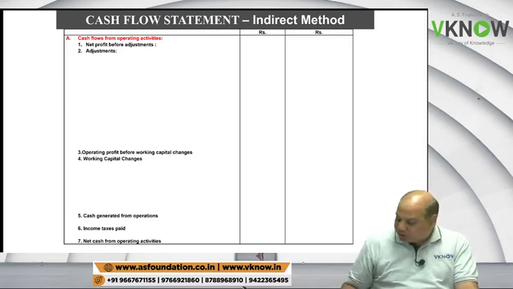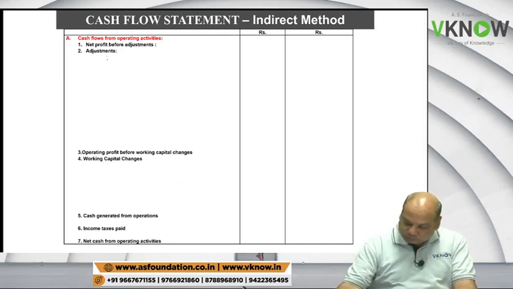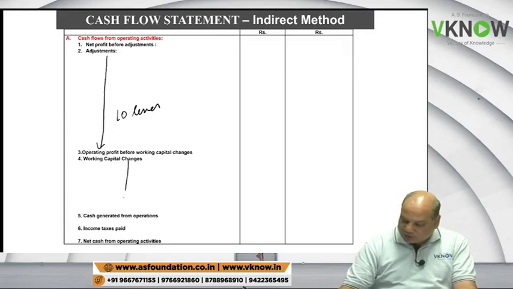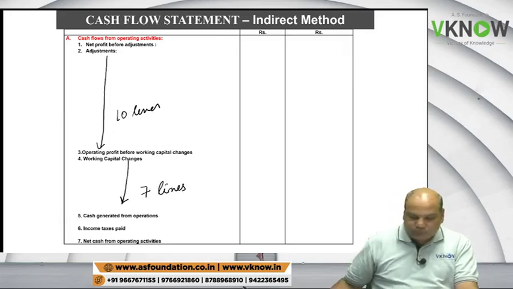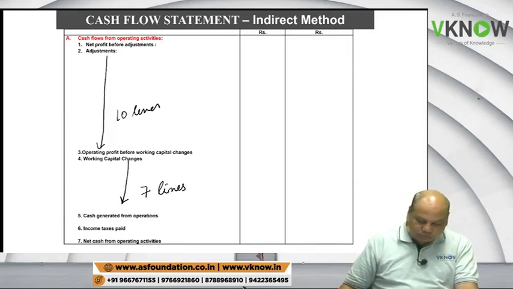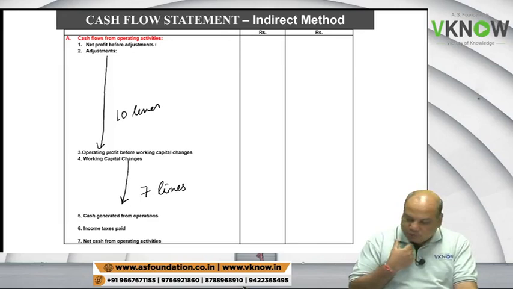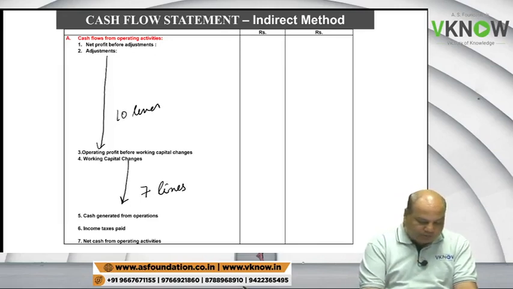Draw this format. In adjustments, keep 10 lines blank. In working capital changes, keep 7 lines blank. Start a little fast. Cash flow from operating activities.